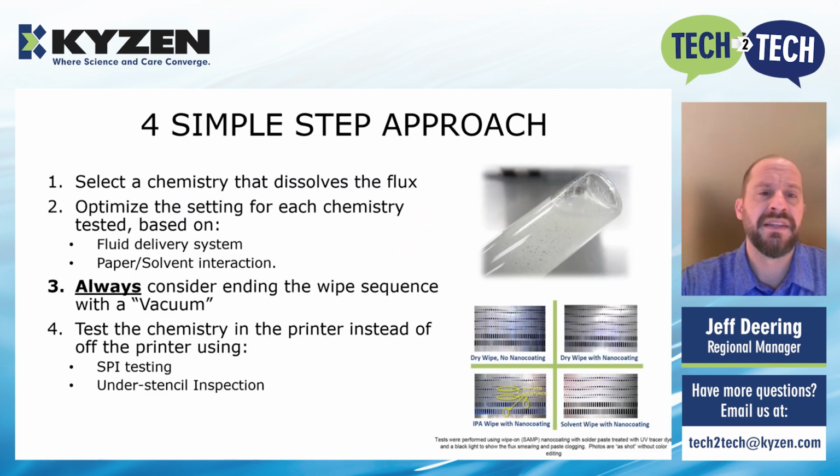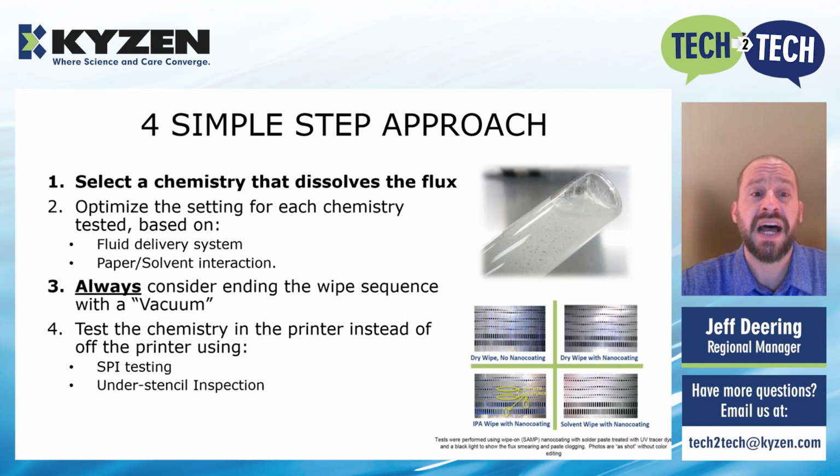Let's get started. Our outline today is going to be a 4-simple-step approach. First, we need to select a chemistry that dissolves the flux. Next, we'll need to optimize the settings for each chemistry tested based on the fluid delivery system, as well as the paper-solvent interaction. Third, we always want to consider ending the wipe sequence with a vacuum. And last, we want to make sure we test the chemistry in the printer instead of off the printer using SPI testing, as well as an under stencil inspection.